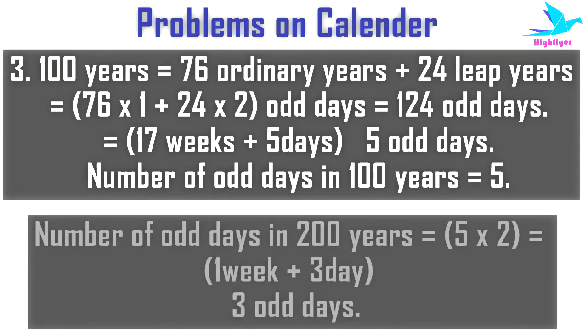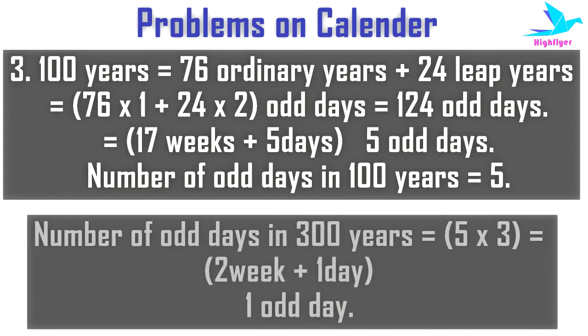And the number of odd days in 200 years equals 5 into 2, that is equal to 10. Now in 10 we have one complete week plus 3 days. So the number of leftover odd days is 3. Similarly, the number of odd days in 300 years equals 5 into 3, that is equal to 2 complete weeks plus 1 day, that is equal to 1 odd day.